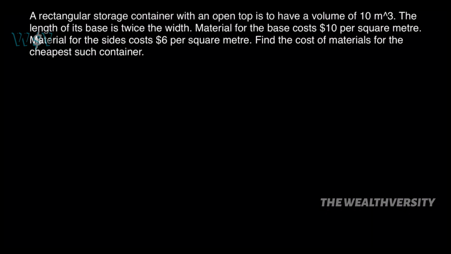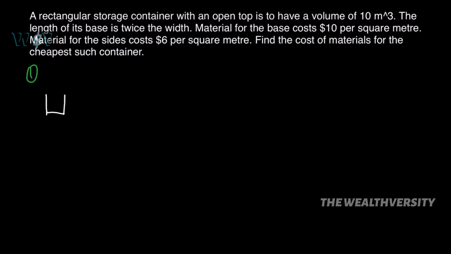The next optimization question is: a rectangular storage container with an open top is to have a volume of 10 cubic meters. The length of its base is twice the width. Material for the base costs $10 per square meter. Material for the sides costs $6 per square meter. Find the cost of materials for the cheapest such container.